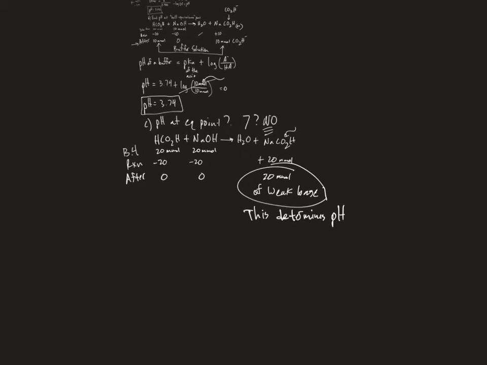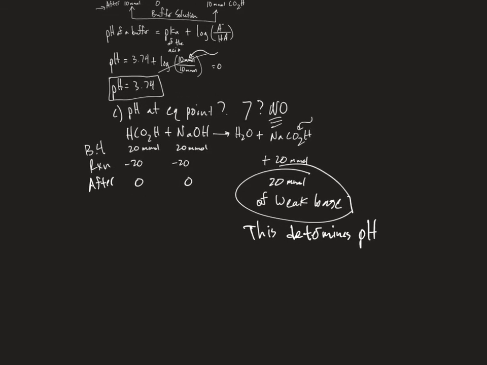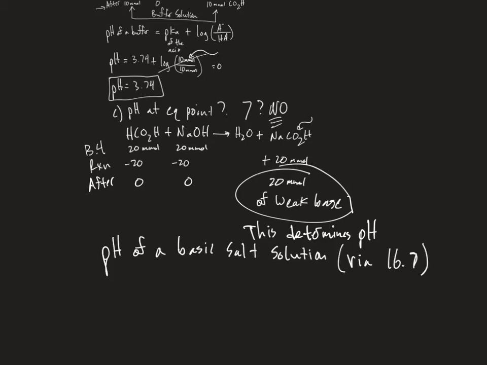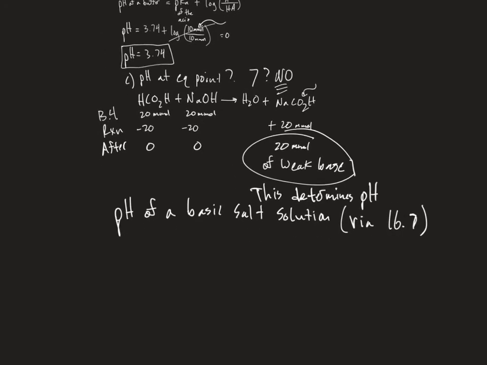So what kind of problem is this now? This is a pH of a basic salt solution, analogous to the pH of a weak acid solution problem. So this is section 16.7. It's kind of cool in this titration chapter, it's using stuff we've already used in the old units. So let's go ahead and do this problem.